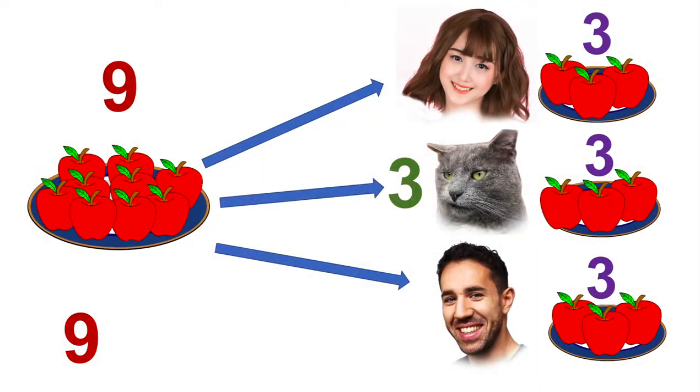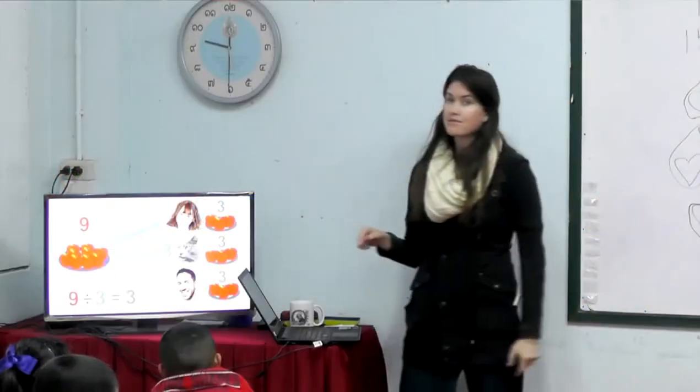9. Are we doing times or divide? Divide. So 9 divided by 3 equals 3. Good. 3 apples for everybody. 9 to start with, divided by 3 friends, equals 3 apples for everybody.